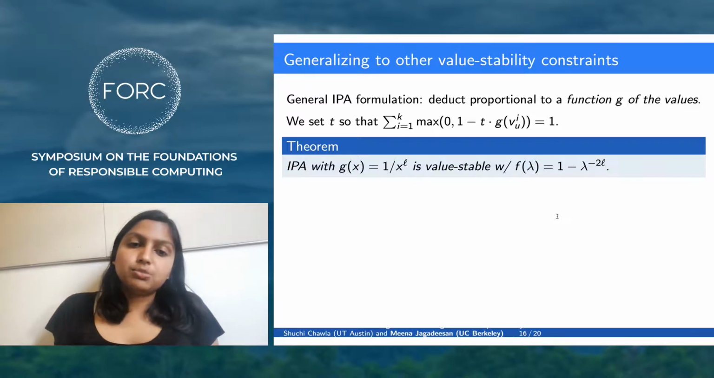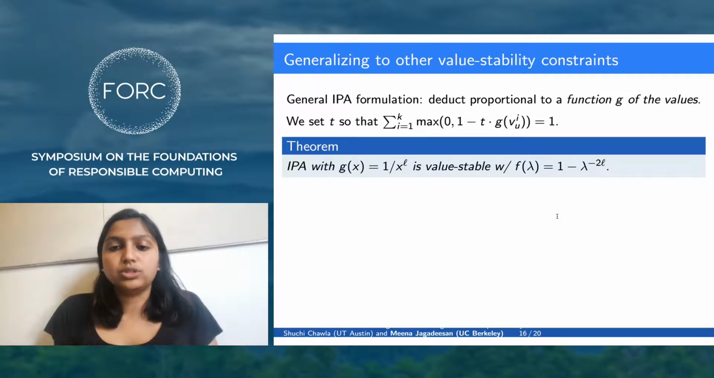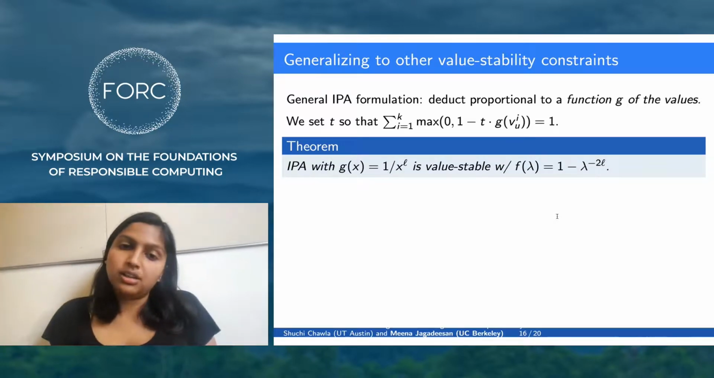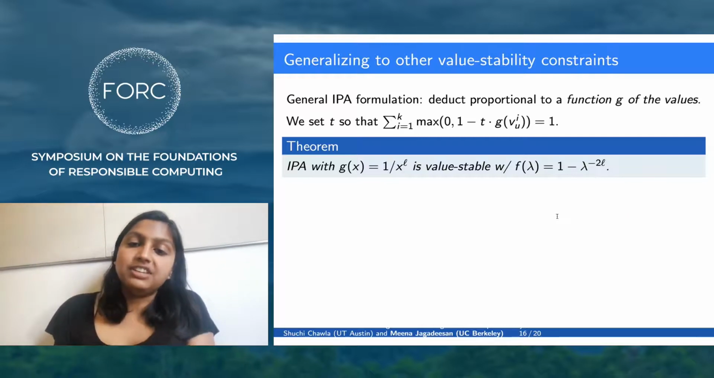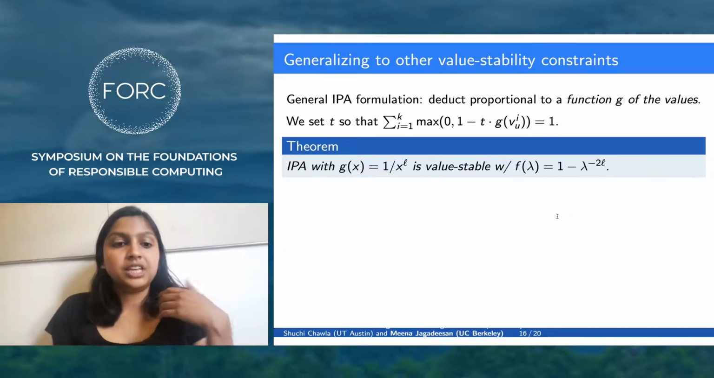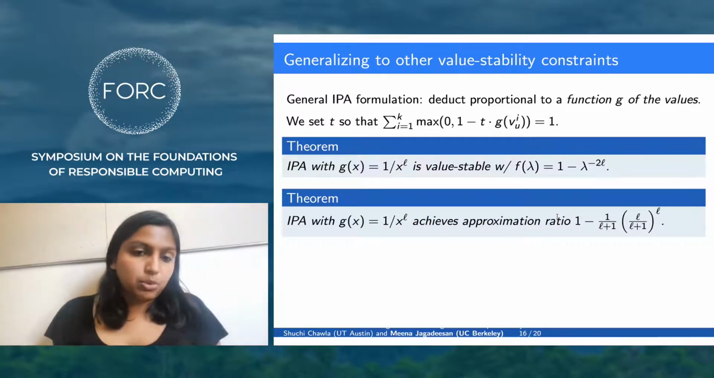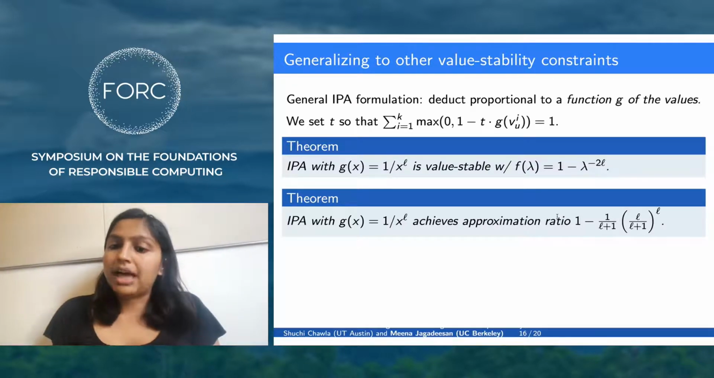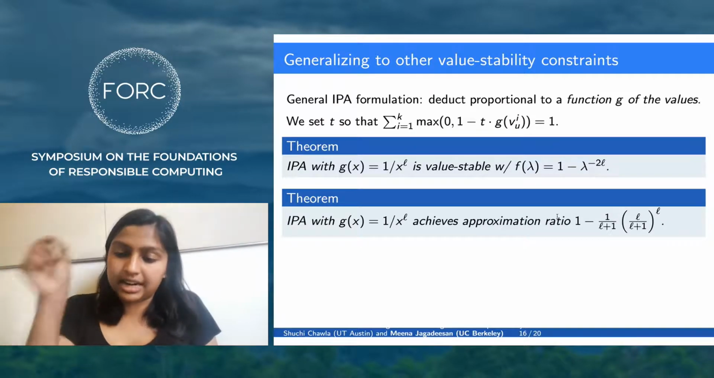Now we show that inverse proportional allocation with g of x equals 1 over x to the L is value stable with f of lambda equals 1 minus lambda to the negative 2L. So the key idea here is by tuning this function g, we can achieve different value stability constraints. So this gets us all of the value stability constraints in the previous diagram that I showed before. We also show that inverse proportional allocation with this function g achieves an approximation ratio that depends on L, but is independent of the number of advertisers. And this approximation ratio goes to 1 as L gets larger.